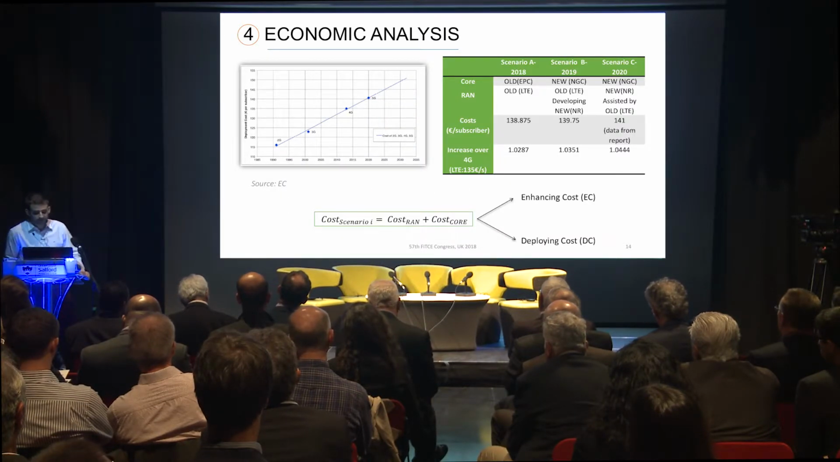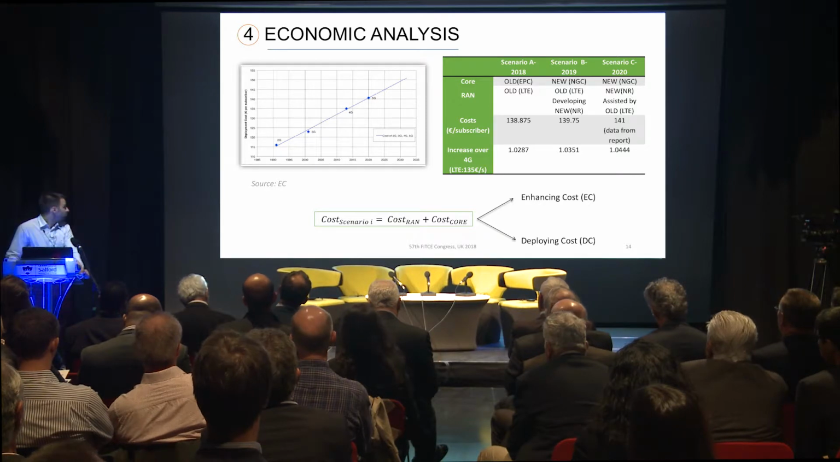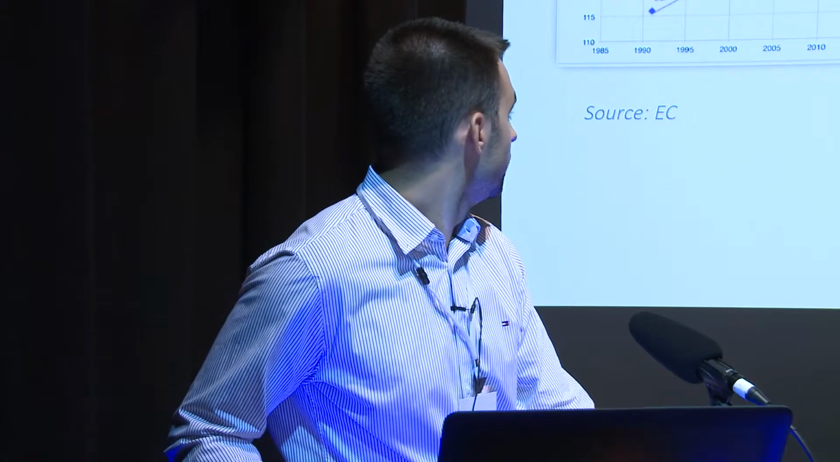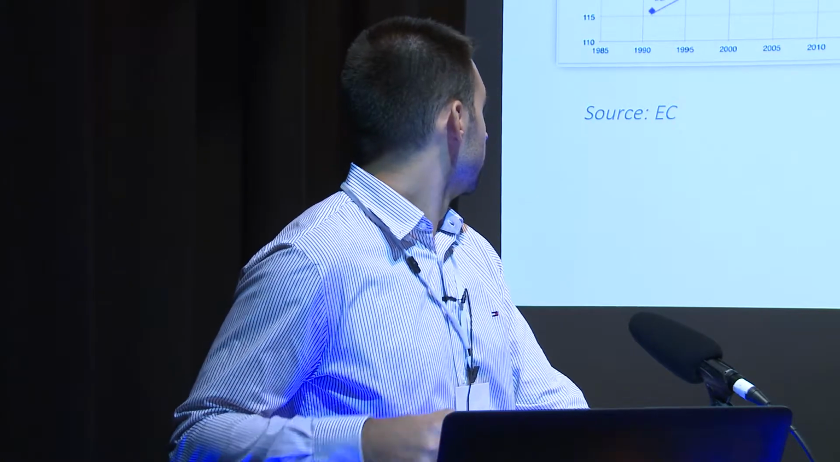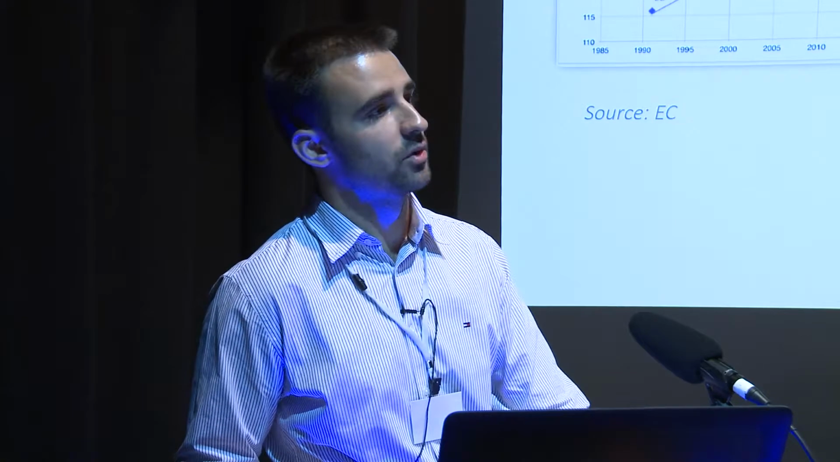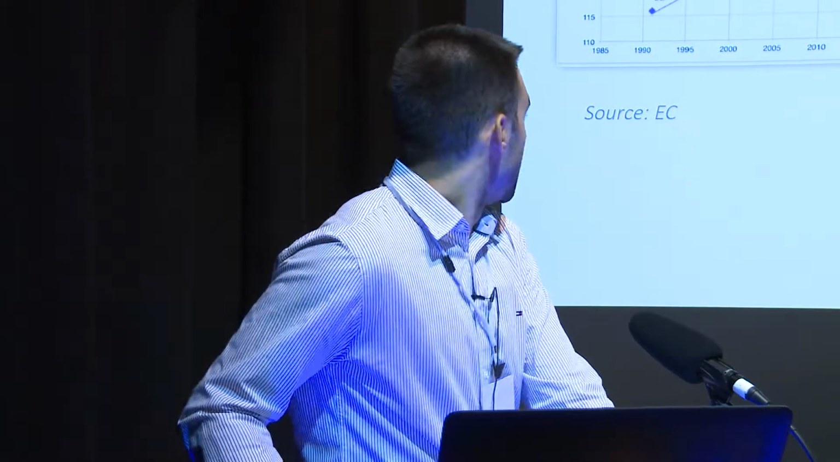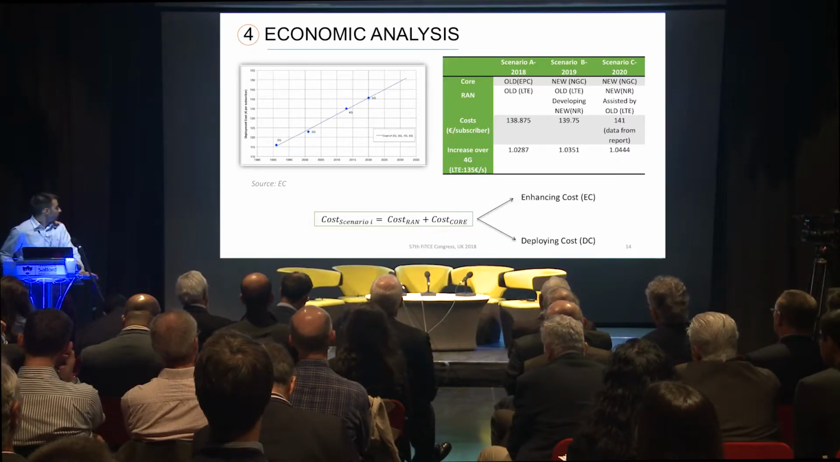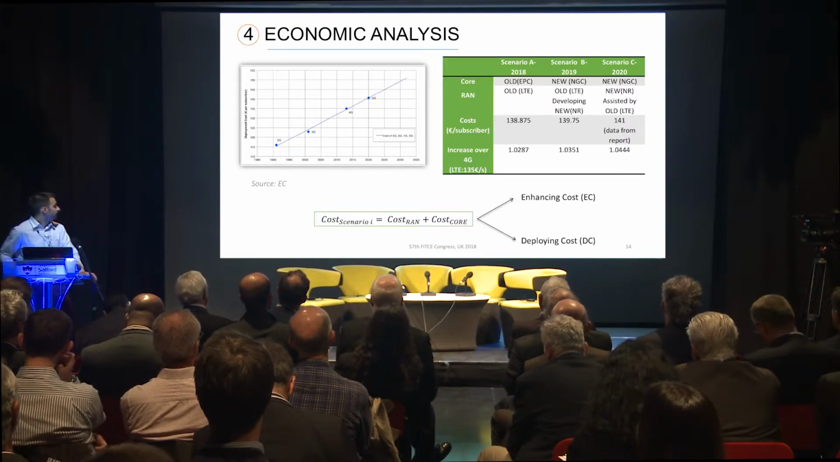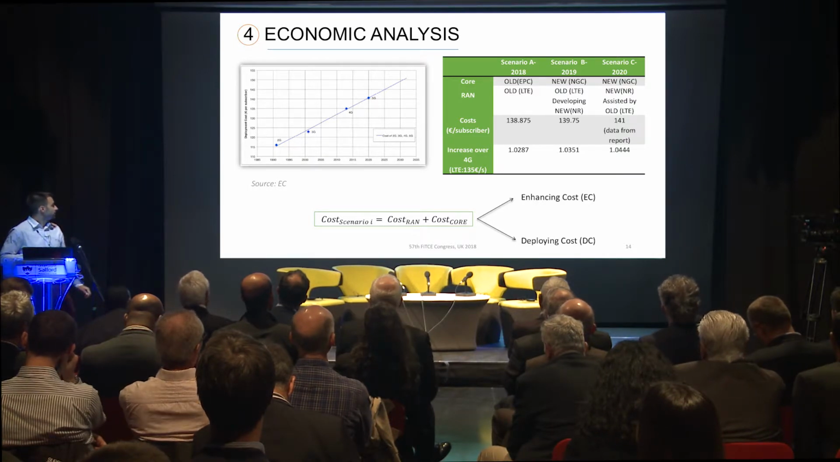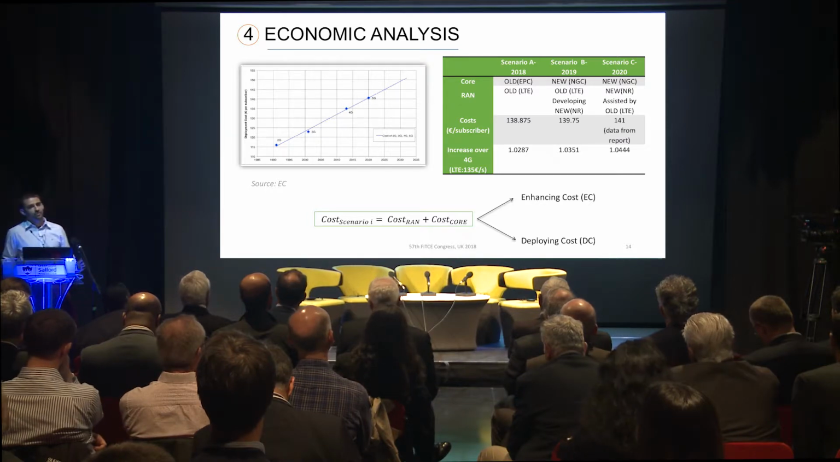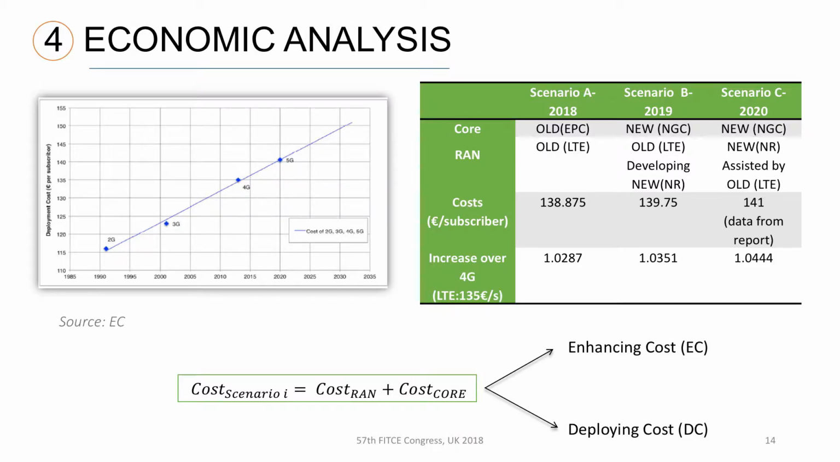Okay, as for the economic analysis, what I did was to use a report from the European Commission in which they had the deployment cost in euros per subscriber of every mobile generation, and they made a linear regression to estimate what would be the cost of 5G. So in this table we can see the information that I've already given, the segments for each scenario, and the cost per subscriber taken from the regressions, because 5G, of course, is just an estimation.